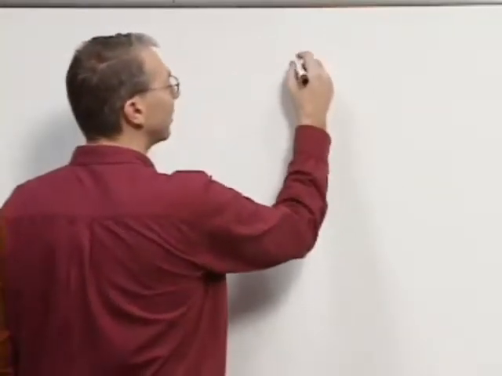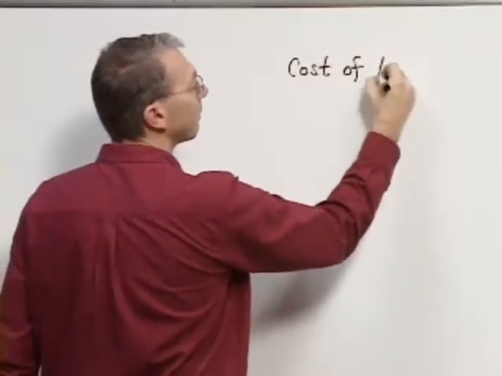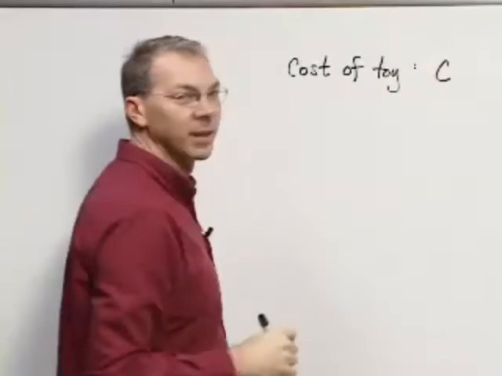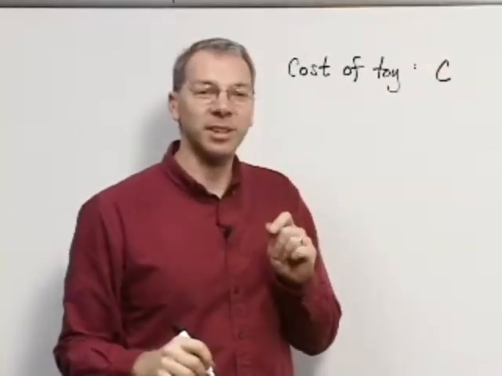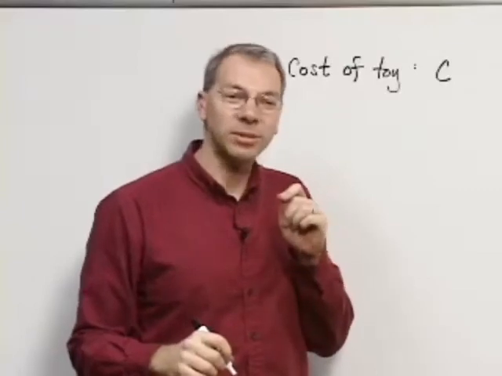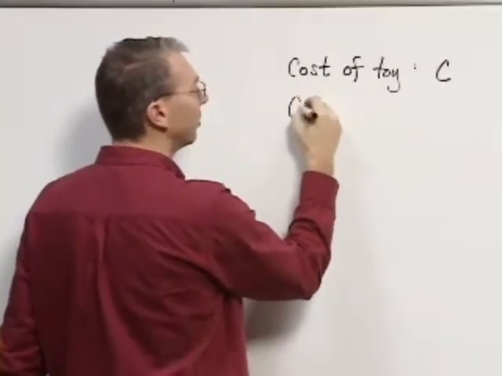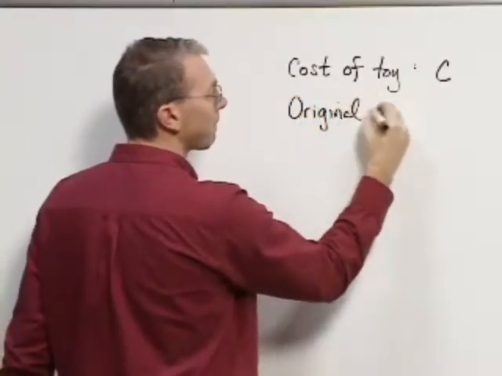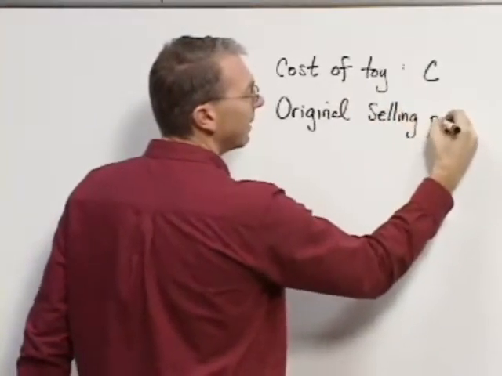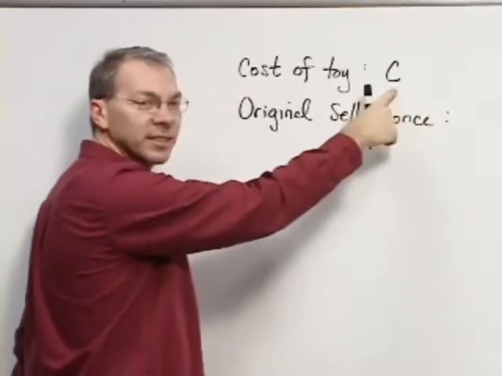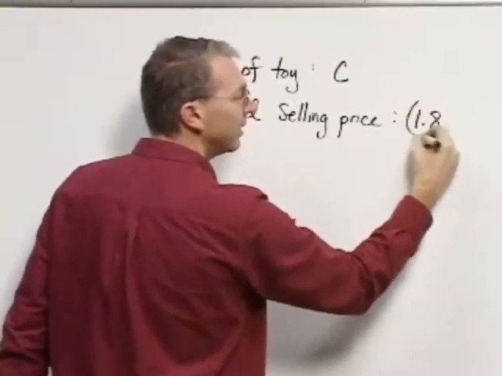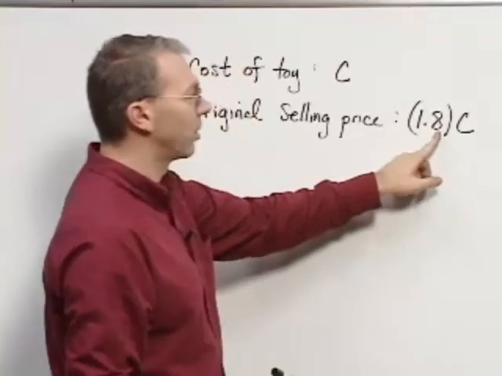Now, you may think you need to know the cost of the toy, but as we'll see, the answer to this question is independent of the original cost of the toy to the store. Let's call this original cost of the toy C. So we'll write that right here. Now, after 80% markup to their cost, which is C, the toy store will retail the toy for a price of 1.8 times C. So, the original selling price is 80% more than C, or 1.8 of C, 80% more than 1C.